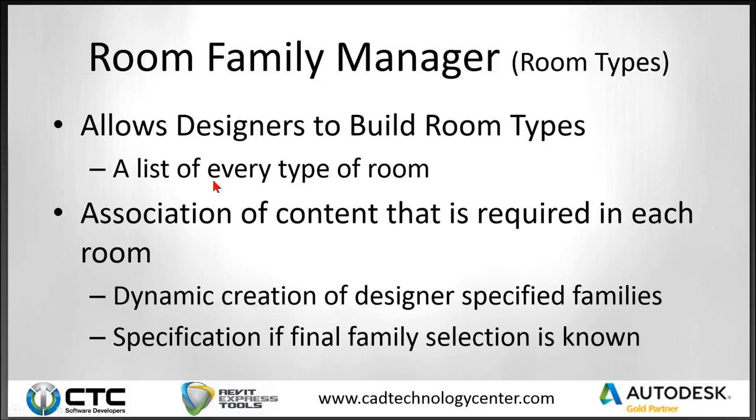So I'm going to create a list of every type of room. I'm going to have that automatically associated in Excel using a lookup and using a drop-down list. And then I'm going to create a series of lists of content that's going to be placed within that room, quantities and sizes. And if I knew what the final family was going to be, I could actually specify that. I could specify the final family if I knew what the family name and type name happened to be.